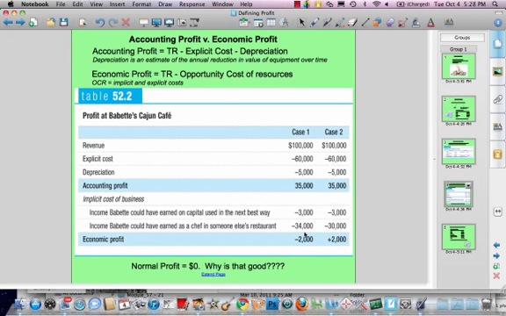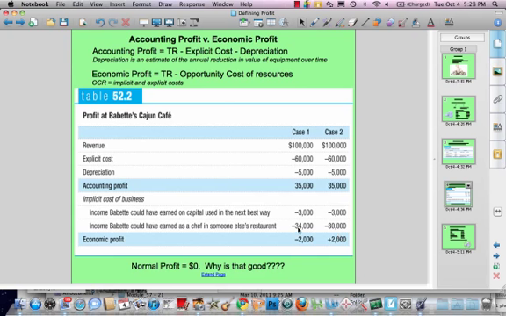Also, income Babette could have earned as a chef in someone else's restaurant. So we take $34,000 out of the equation here, and here it's only $30,000. That's the only reason case 1 and case 2 are different. Well, when we take this revenue minus all of these costs, we get negative $2,000 in economic profit. In case 2, we get $100,000 minus all of these costs. We get $2,000 of economic profit. So minus $2,000 and plus $2,000.